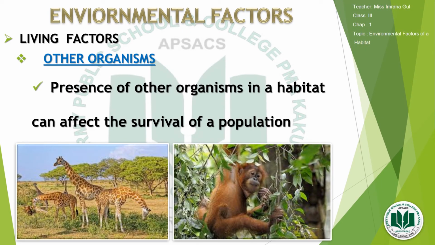The next living factor is other organisms. Presence of other organisms in a habitat can affect the survival of population. For example, the trees in the forest provide food and shelter to the animals of forest, and in return the animals help to disperse the seeds to other places and increase the population of trees.